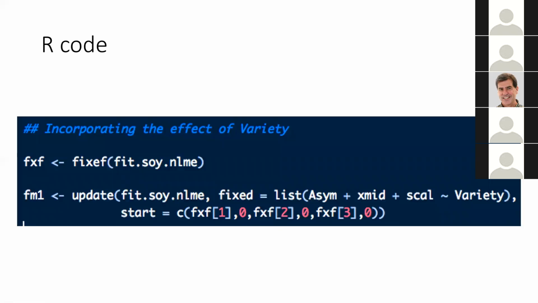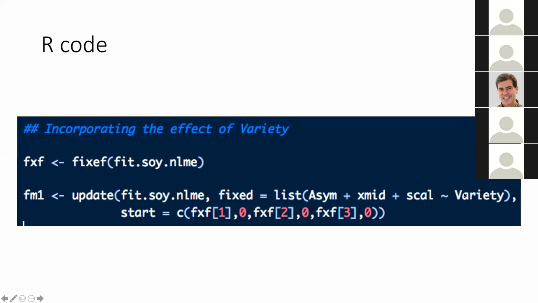Now, I wanted to show you the R code of how you would incorporate the effect of variety, which in the case of the soybean example, we have two varieties. And what I do is I extract the fixed effects from my previous fit of the soybean nonlinear mixed model. And I say, well, this fixed term has an asymptote, an inflection point, and a scale, and this tilde says that it depends on variety.